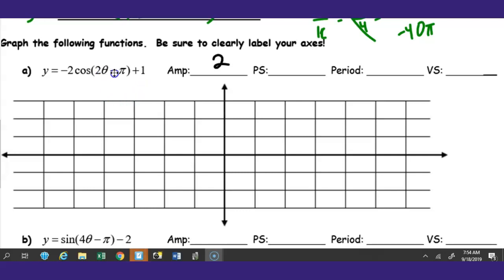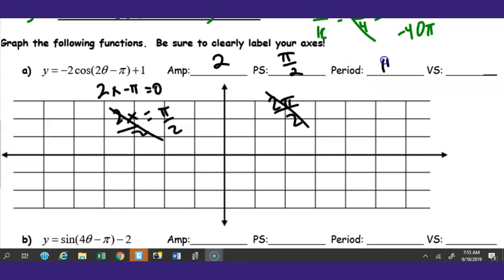The phase shift, I take this whole thing minus pi, set it equal to 0 and solve it, so add pi over, and then divide by 2. So x equals pi halves. The period, 2 pi over k. K is 2, so 2 pi over 2 gives me pi. And the vertical shift is up 1. I answered the critical stuff.